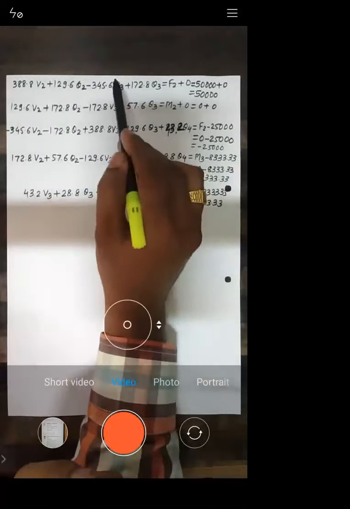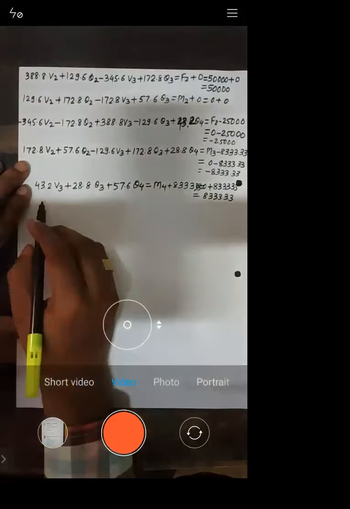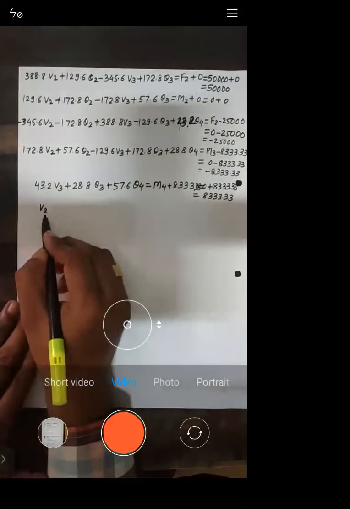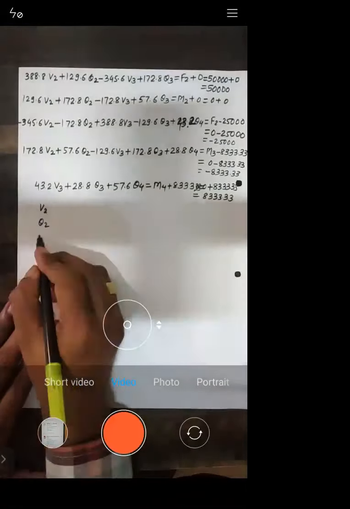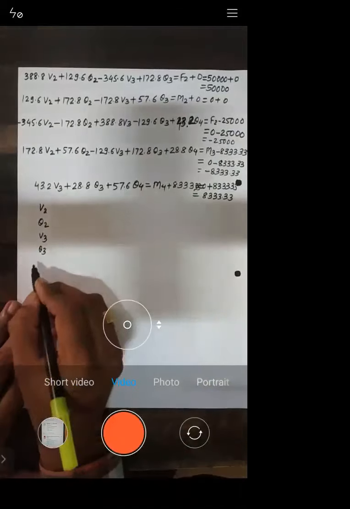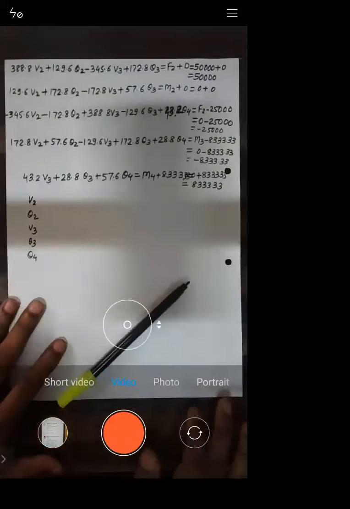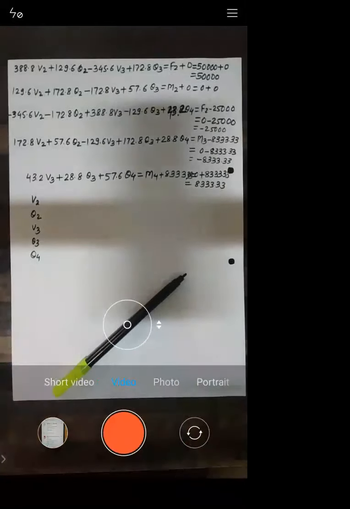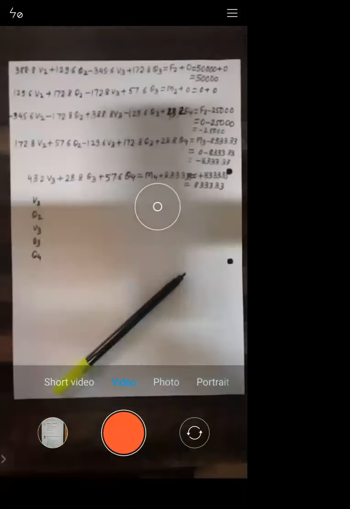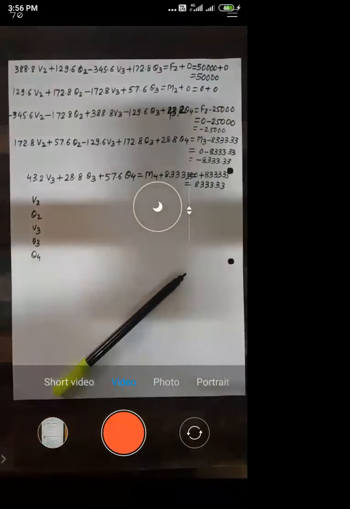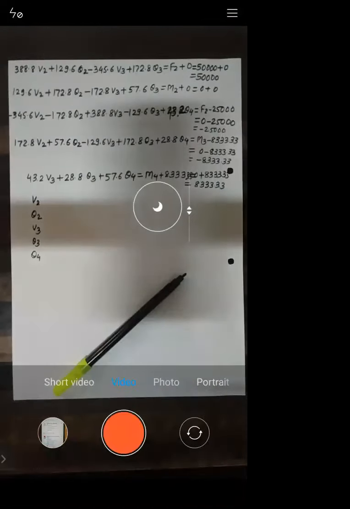Again, from that you can pick one value and put it here. Likewise, you can reduce the complexity of the equation and then you can solve. So you'll get the values of V2, theta 2, V3, theta 3 and theta 4. Once you have these values, you can do the calculation of reactions. Is it okay? Yes, sir.